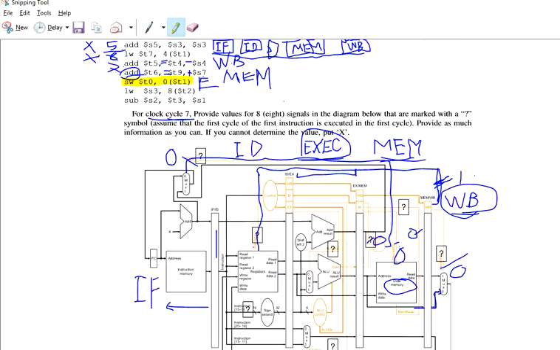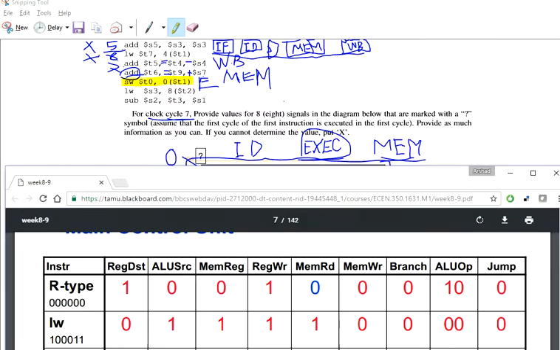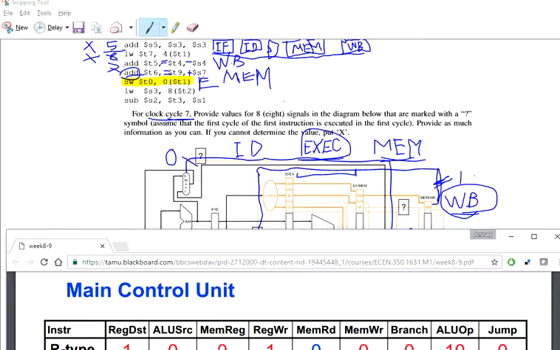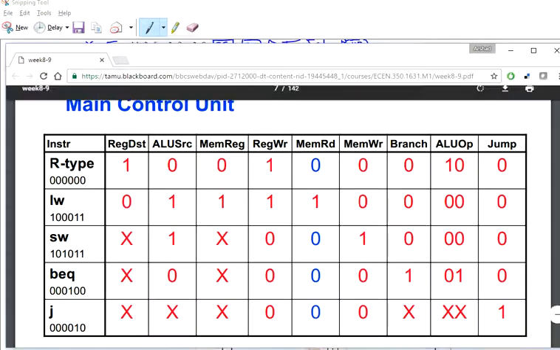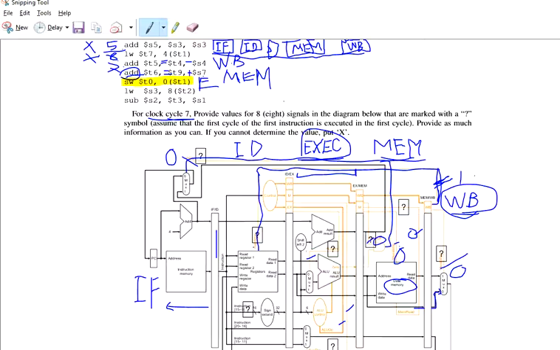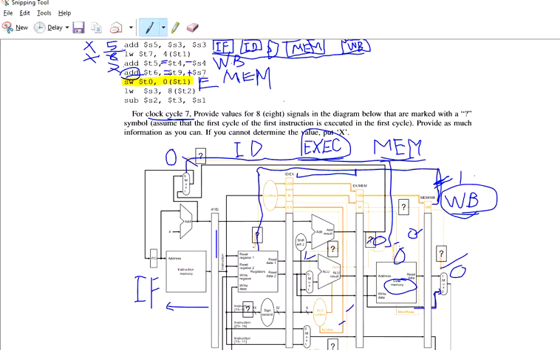For that, this is a little bit more complex than add. So we can pull up our table that we can find in the book. Right here we have the store word. As you can see, in the execution part we need ALUOp, register destination, and ALUSrc. Because we can find this instruction in our table, we can easily find that ALUSrc is going to be 1. So let's put 1 for ALUSrc. And ALUOp is going to be 00, so let's put 00 for ALUOp.